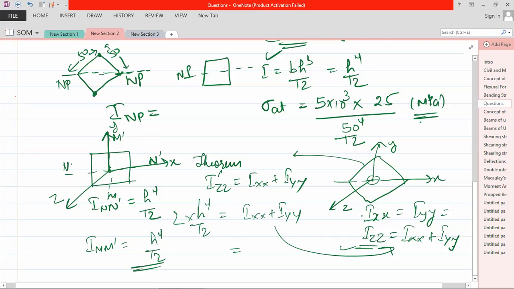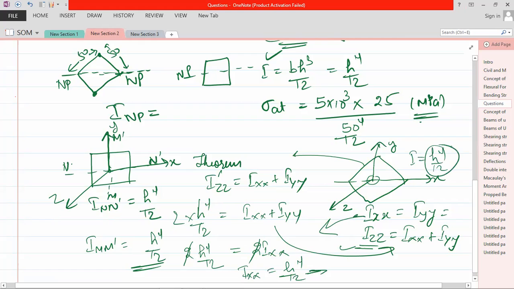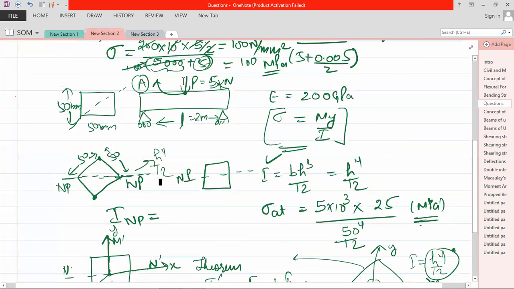Now you can see that Ixx is equal to Iyy. So I can write 2 times Ixx is equal to 2 times h to the power 4 by 12. Cutting this, I got Ixx is equal to h to the power 4 by 12. So if you rotate the square, the value of I would be h to the power 4 by 12. That's why I have given this part. Okay, it is h to the power 4 by 12, same as the earlier one.